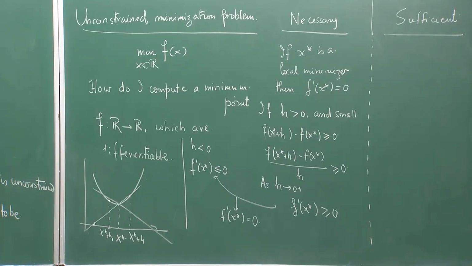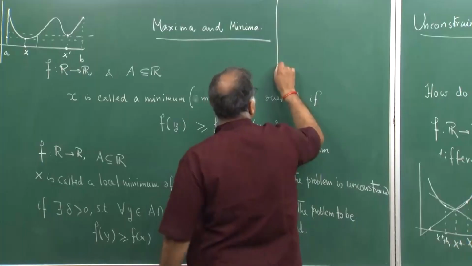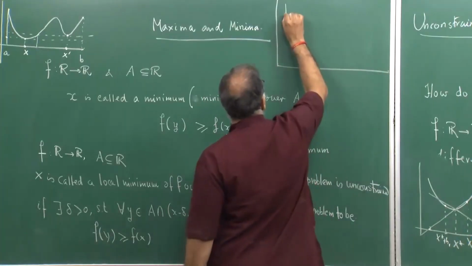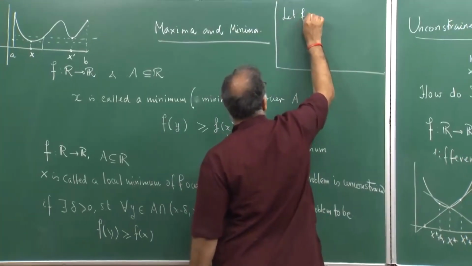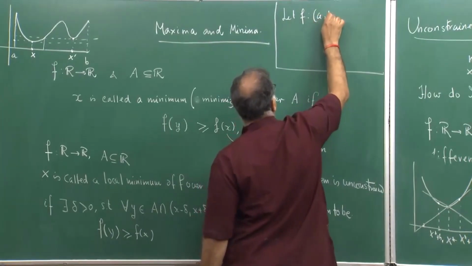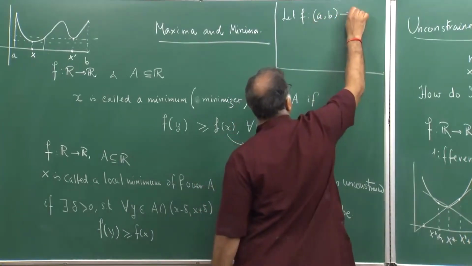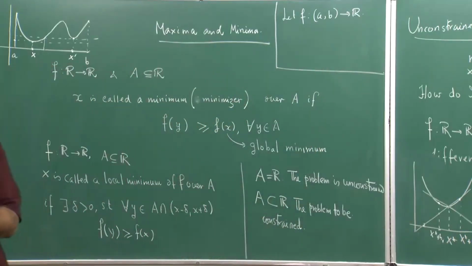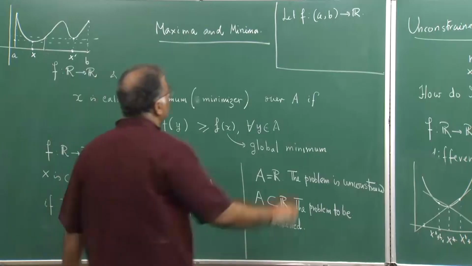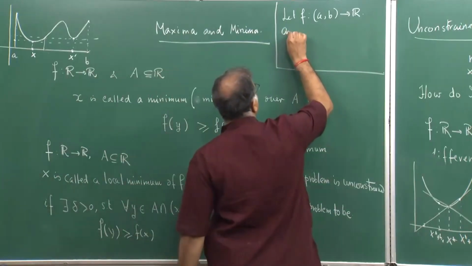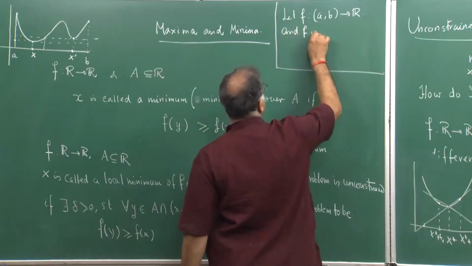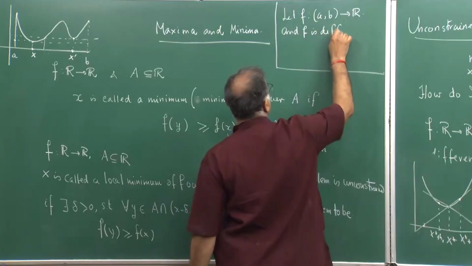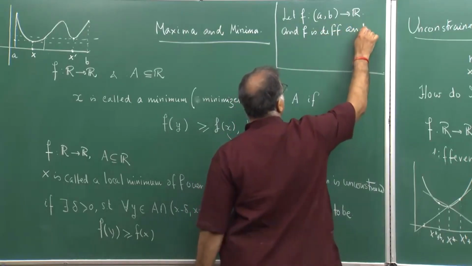I ask you to prove another result at home. Let f be now defined. Here I am optimizing over a subset, so it is a constrained optimization problem, but the set A is an open interval, and f is differentiable, and x star is a local minima.